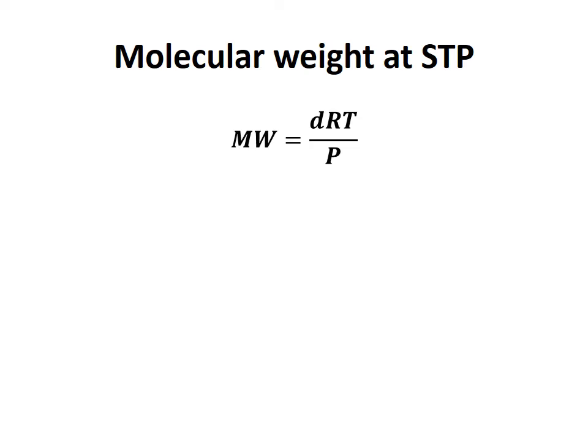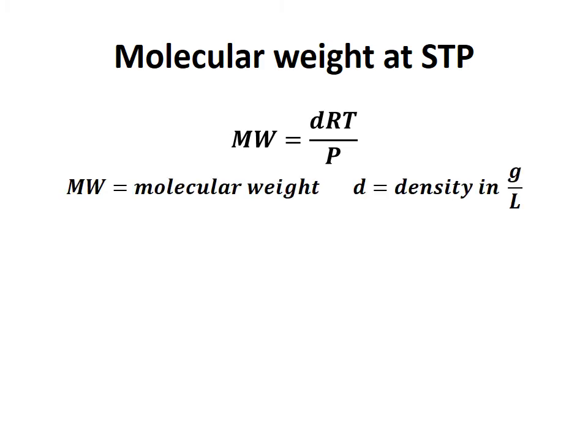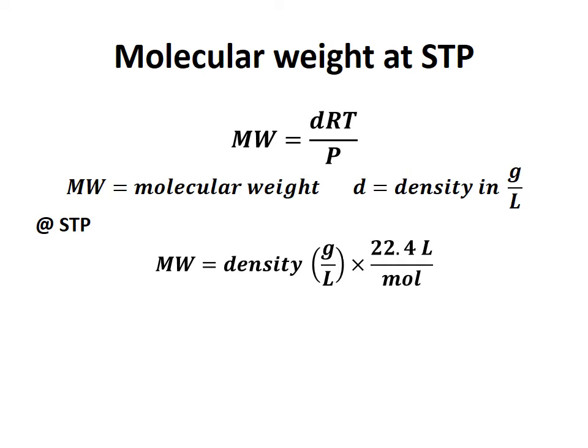Now, molecular weight at STP. The molecular weight at standard temperature and pressure can be found by using this equation, dRT over P, where MW is the molecular weight and D is the density in grams per liter at STP. So the molecular weight can be said to be the density in grams per liter multiplied by 22.4 liters per mole, because at STP, 1 mole of a gas occupies a volume of 22.4 liters.